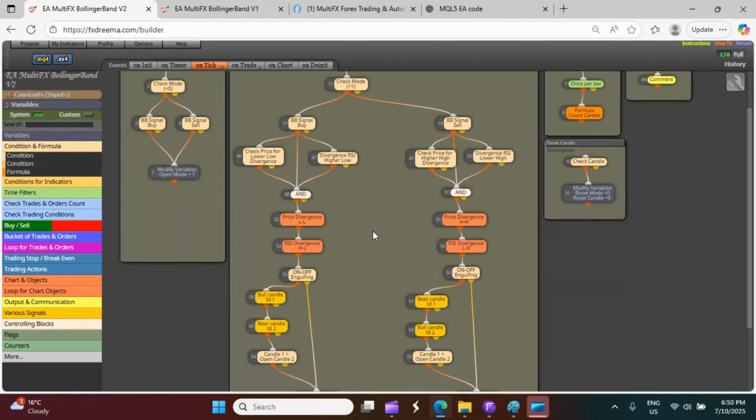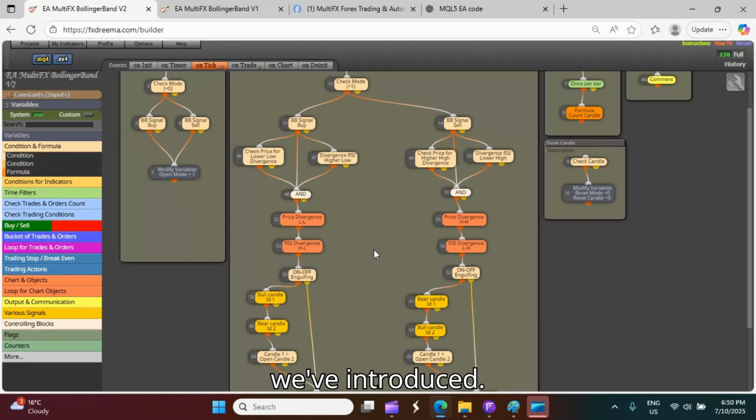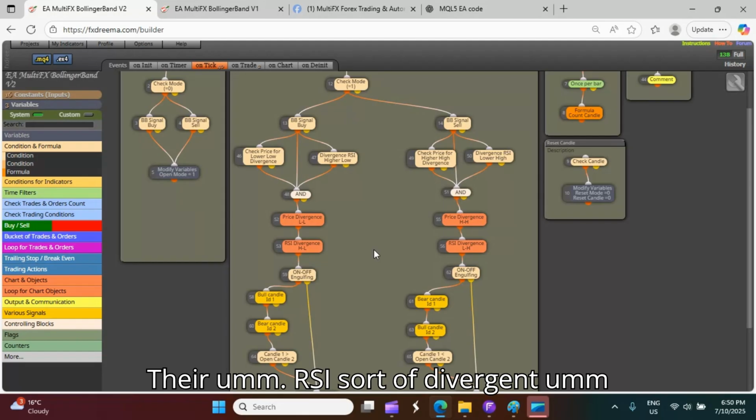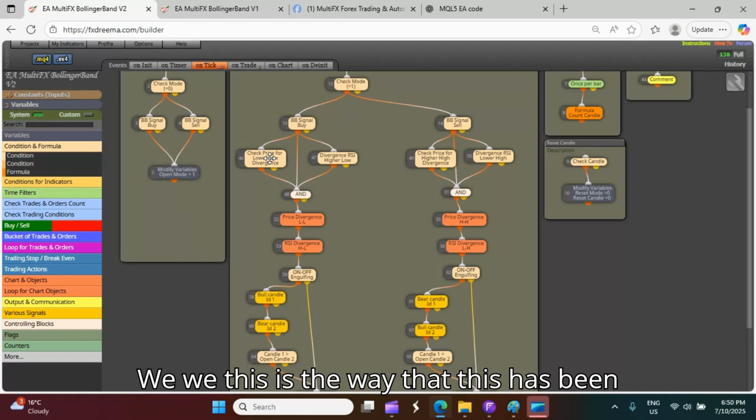Let's discuss what the bot needs to do as a buy signal. To make that a buy signal, the bot has to cross the lower band to the upside. And because now we've introduced the RSI divergence method, another way to filter out noise in the market, this is the way that this has been coded.